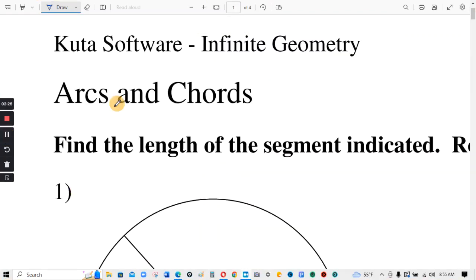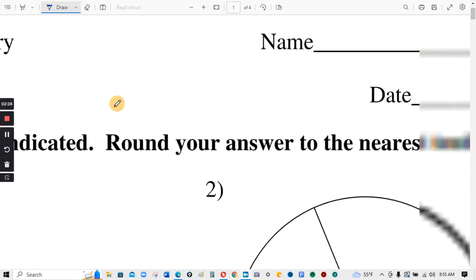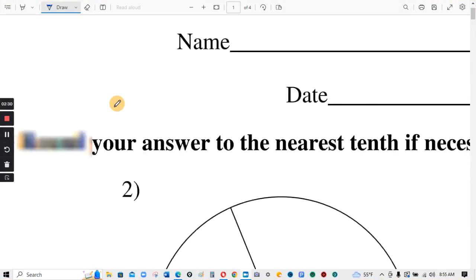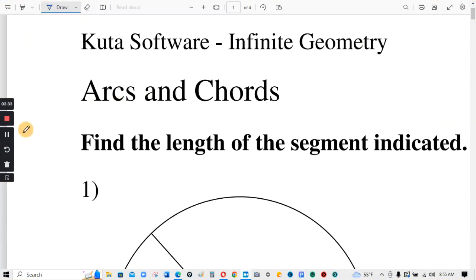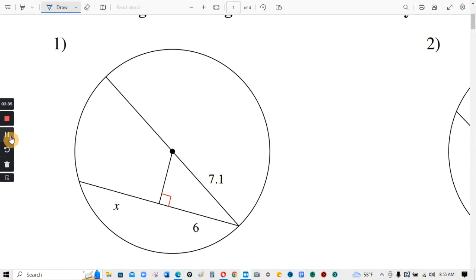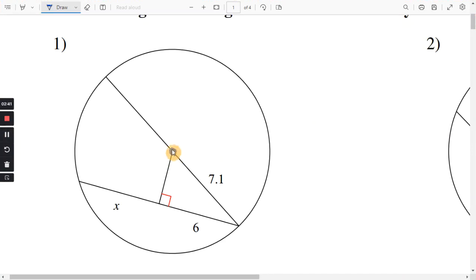All right, find the length of the segment indicated. Round your answer to the nearest tenth if necessary. That's 1 decimal place. All right, let's look at number 1. I'm assuming if there's a dot in the center of the circle, we can assume that is the center.